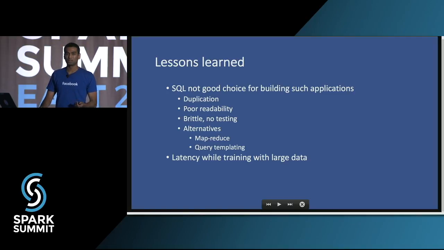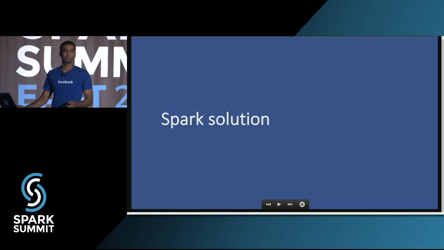One other lesson that we learned was that for trying to train with larger data sets, this pipeline used to take a lot of time. For scientists who wanted to do some experimentation, waiting for several hours or even for a day just does not help them. So with these observations, we decided to move to Spark.